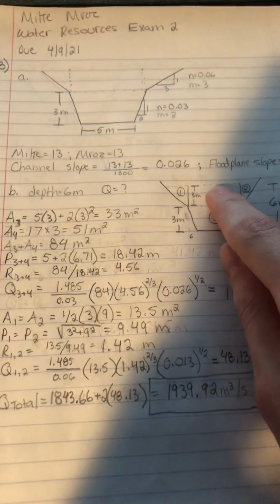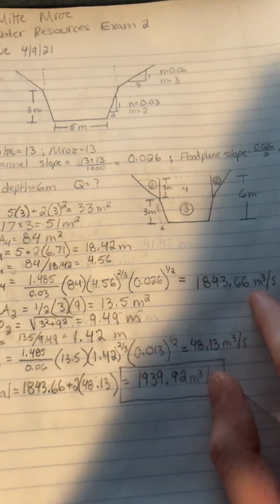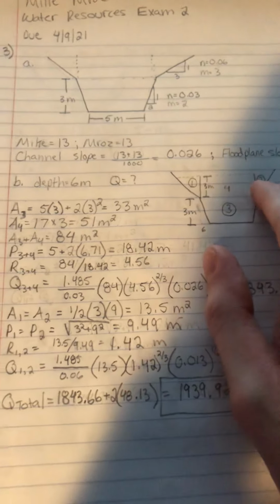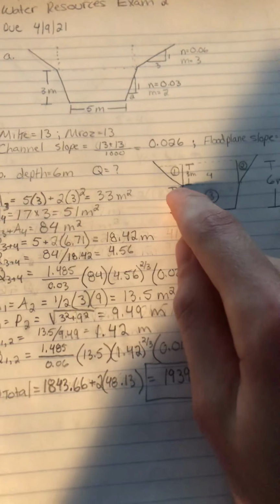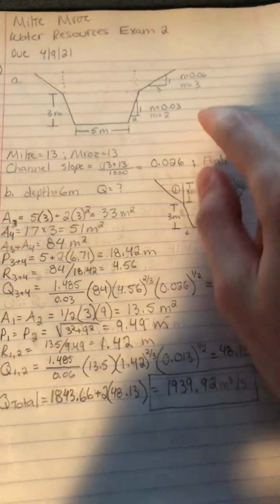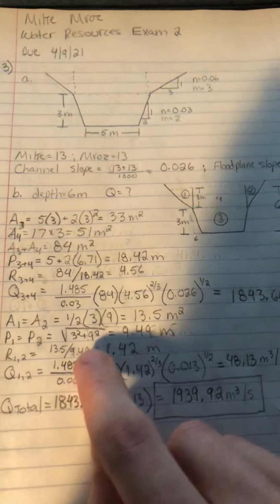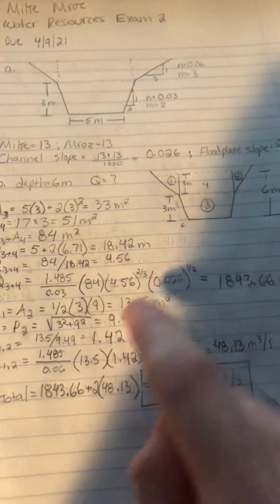The Q for section 3 and 4 is 1,843.66 meters cubed per second. So then area 1 and area 2, these are the exact same thing, so you can set them equal to each other. So the area is 1/2 the base, which I said base is 3. If the base is 3 and the M is 3, that means the height is 9. So 1/2 base times height is 13.5 for both of them.